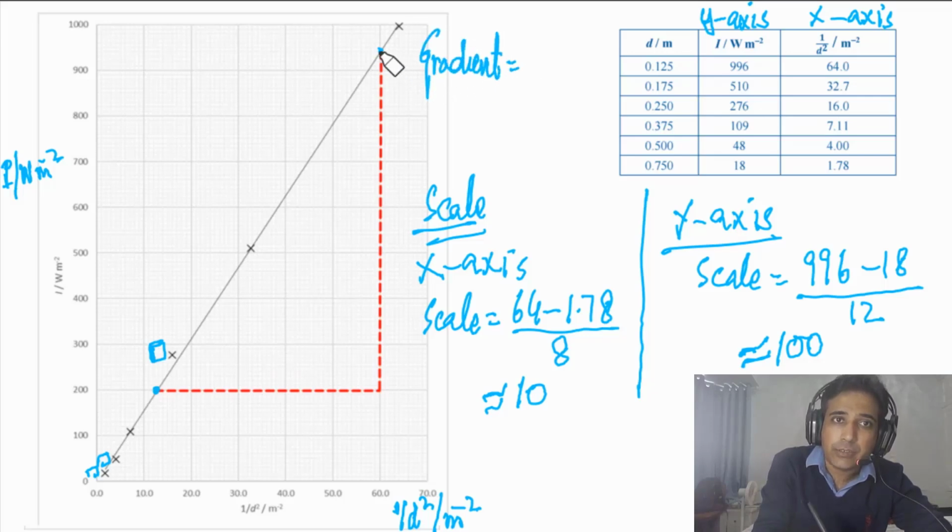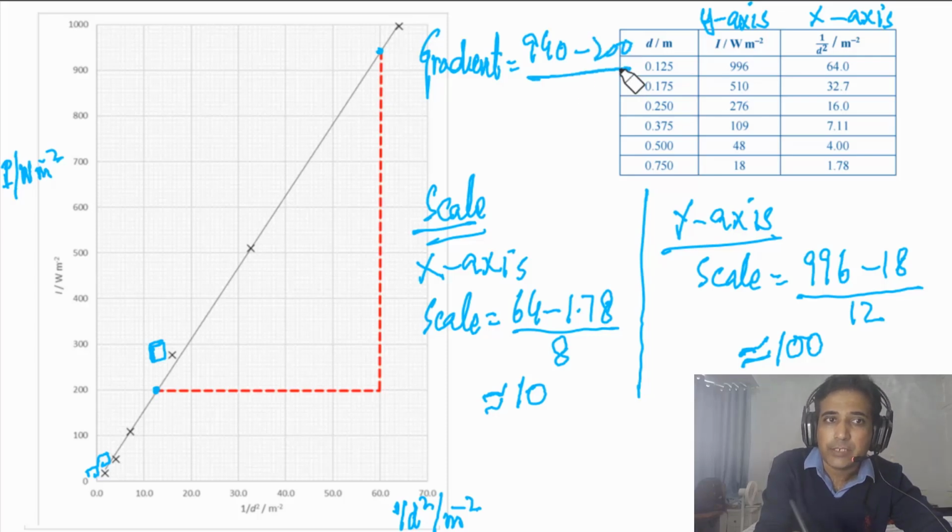So we can take this point. This y value is about 940, and this y value is 200, divided by the x value. The x value at this point we can read, this is 60. So here we have 60, and the x value from here is about 13. So if we simplify this, we will get 15.7.